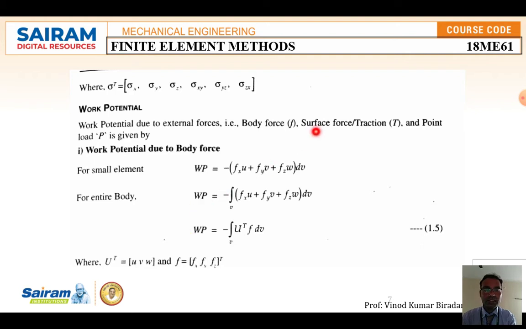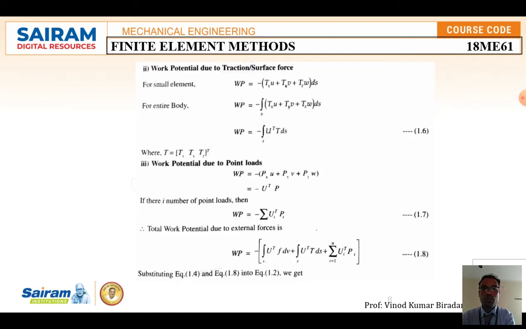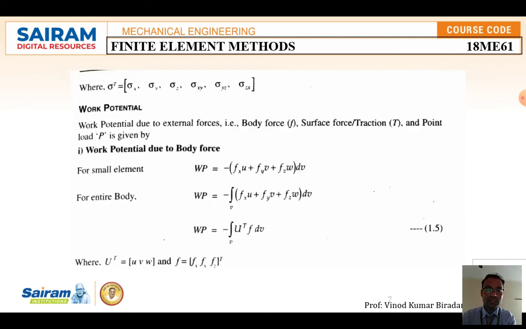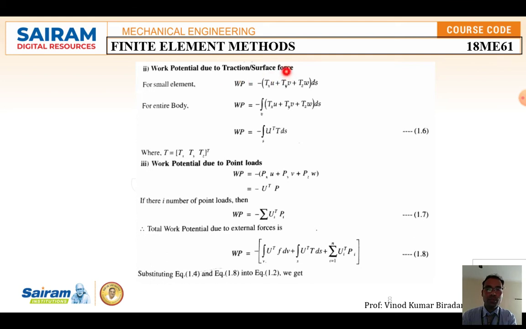Like this you have to calculate the surface force and point load. So the work potential due to traction or surface force: consider a small element. The work potential, with the traction force denoted by capital T, is minus of (T_x u plus T_y v plus T_z w) dS. Here dS is the change in surface area, whereas earlier it was the change in volume. So for the entire body, just put the integration sign: minus the integration of (T_x u plus T_y v plus T_z w) dS.